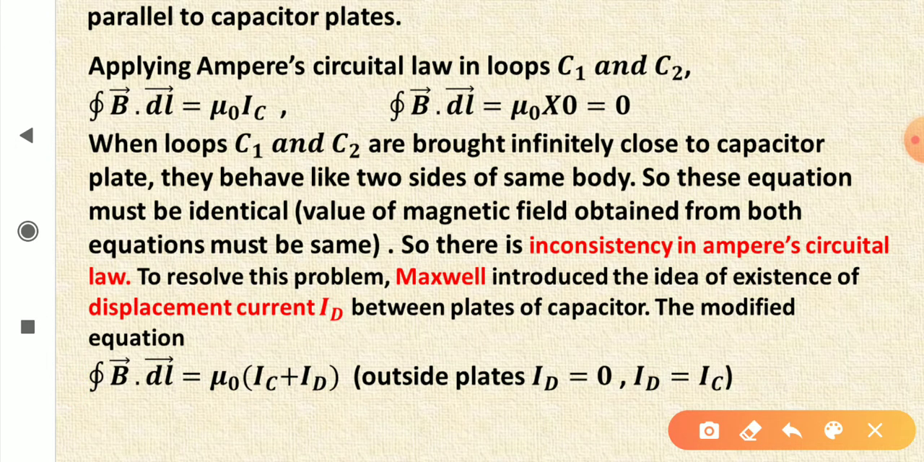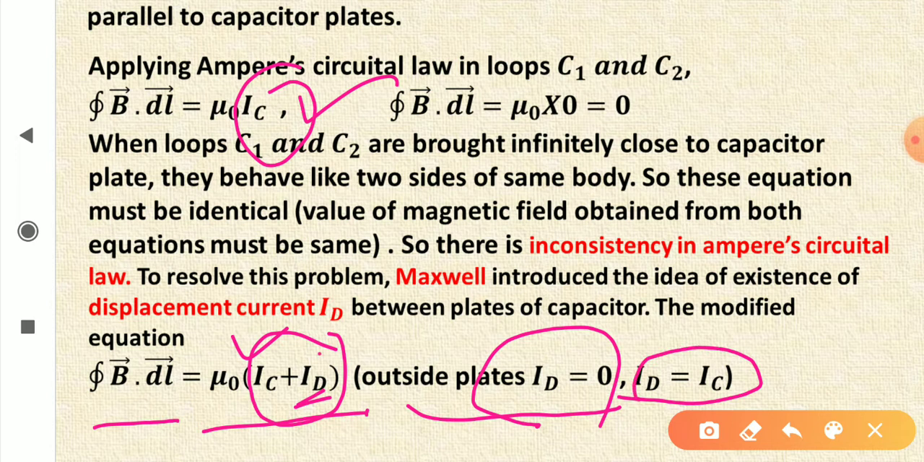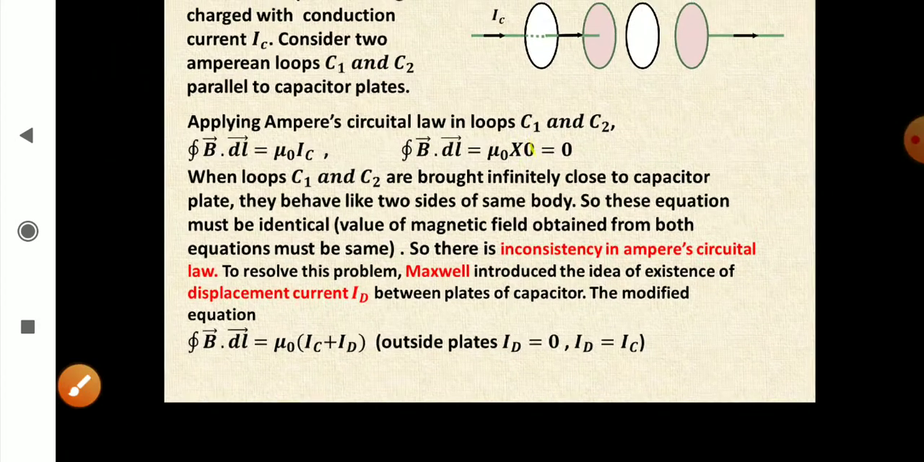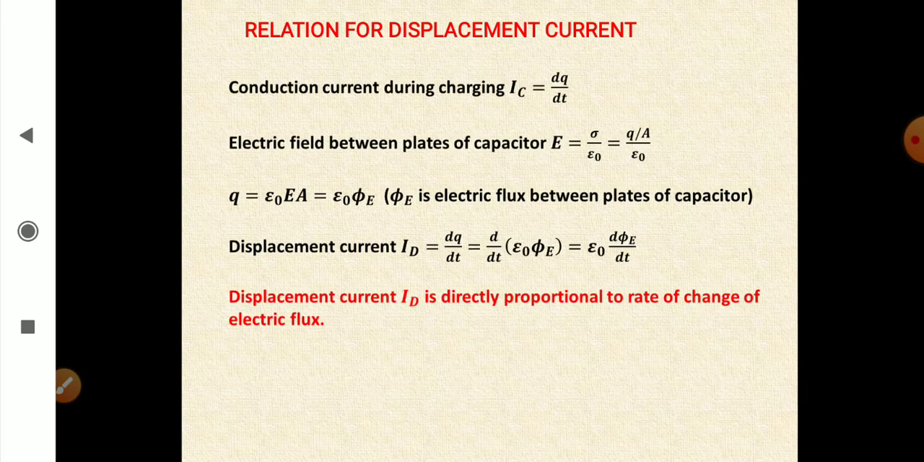So the modified equation, from here we get the integration of B dot dl as mu naught, and in place of IC we have IC plus ID. Now outside the plates ID is 0, and between the plates IC is 0. So outside the plates there is no displacement current, only conduction current. Between the plates there is no conduction current, only displacement current ID equal to IC. So this is the modified equation, and now we will find out the relation for displacement current.